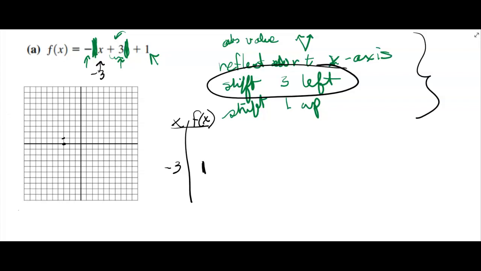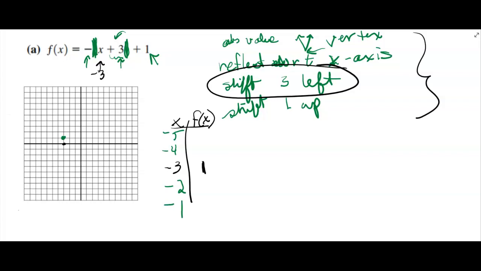Okay, there's the point that we want right there, -3, 1. That is going to be the vertex. The vertex is that bottom point for the absolute value. That's called the vertex. Okay, so now I would just pick 2 points to the left and 2 points to the right. And by that I mean I would pick -4 and -5. And then I would pick -2 and -1.